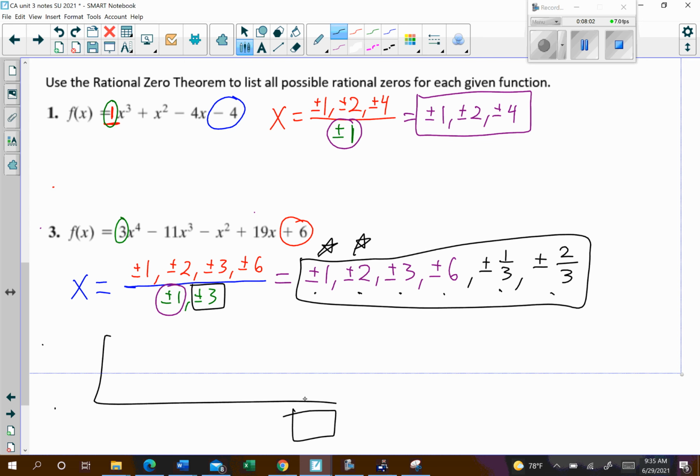So I'm going to go ahead and stop here, and I'll start the next video where we start to actually solve them. So this part was only about coming up with the possible rational zeros.